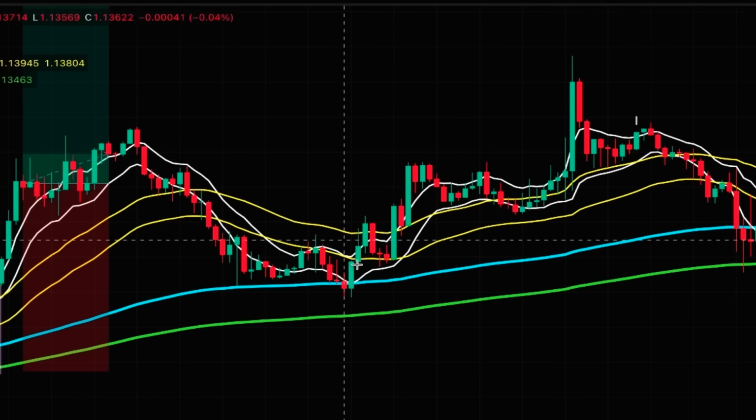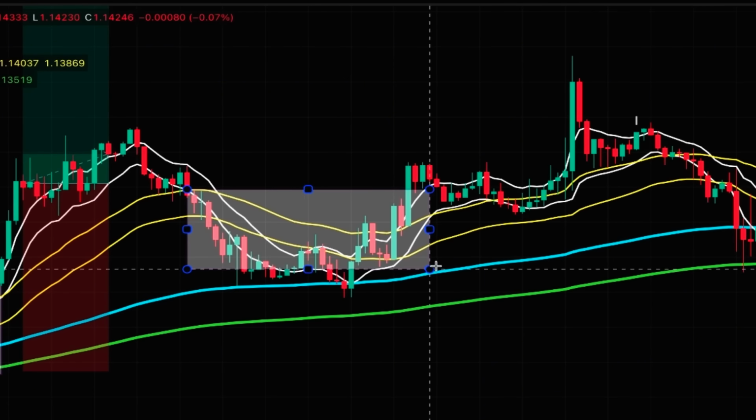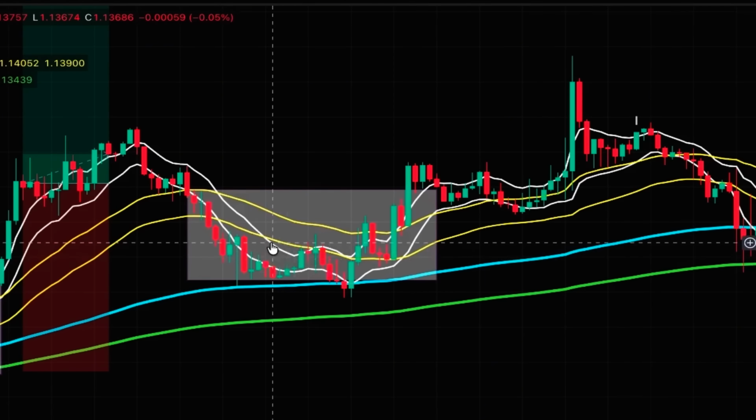Before this, there was an overlap between them. The overlap started from here up to this point. We had one separation of them here. You can see that the white channel is completely below the yellow channel, but this is a downside separation, and since we are above the green line and blue line, this is just noise and we don't pay attention to this.